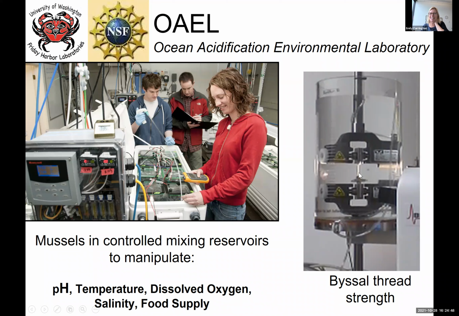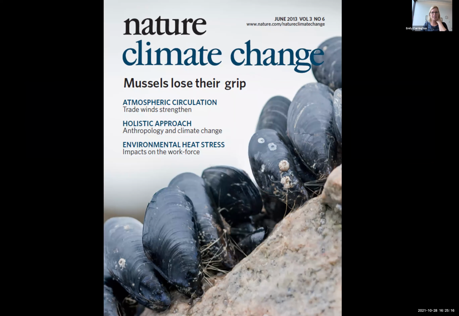What this is, is a single byssal thread held between some clamps. There are pneumatic grips, and this machine will pull them apart slowly and measure the force it takes to detach or break that thread. So from that, we can get an estimate of byssal thread strength. And we will do this for those that were produced in different conditions. So we've done quite a few of these experiments, and what I will do is summarize them to say that we have a number of papers that suggest certain conditions will cause mussels to lose their grip.